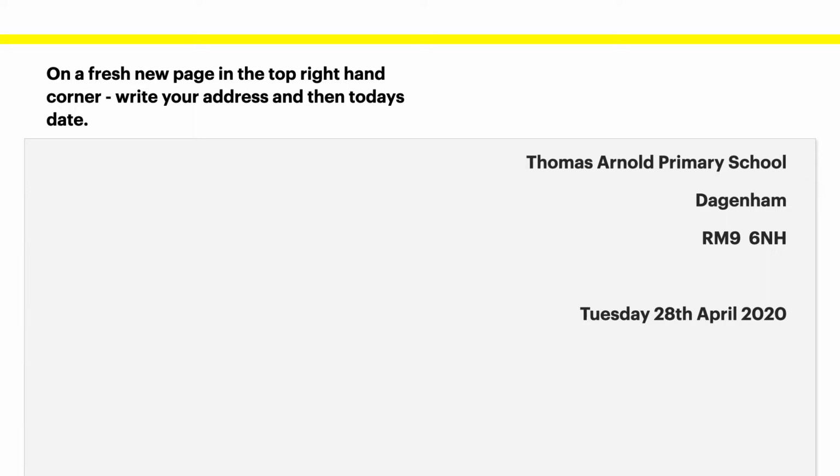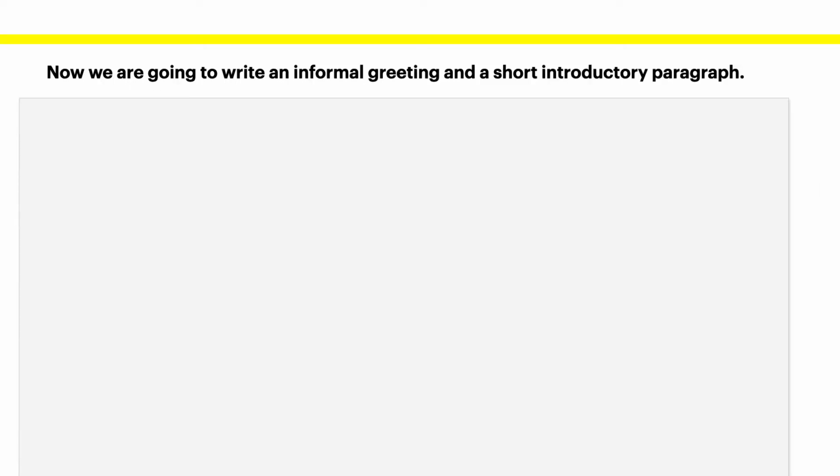So now we've got that on the top right-hand side, we're actually going to write an informal greeting and a short introductory paragraph. Now this we will start writing from the left-hand side. So leave a line underneath your date, and that's where we're going to write our short greeting and introductory paragraph. So pause the video, write your greeting and your introductory paragraph, and press play when you're ready to see my example.